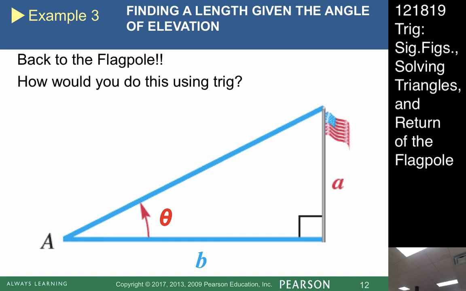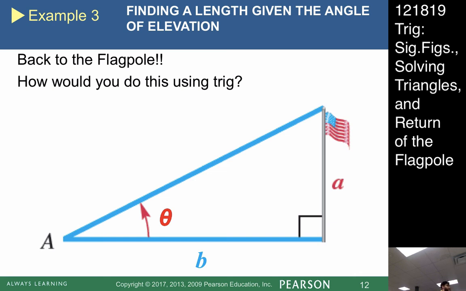So I tried tangent. You may remember we talked about the equilateral triangles, the 30-60-90 triangle last time. In the 30-60-90 triangle, the ratios between the sides are 2, 1, and square root of 3. So the tangent of 30 is going to be 1 over square root of 3, and 1 over square root of 3 times 50 equals a.